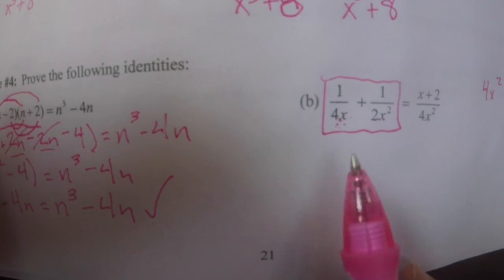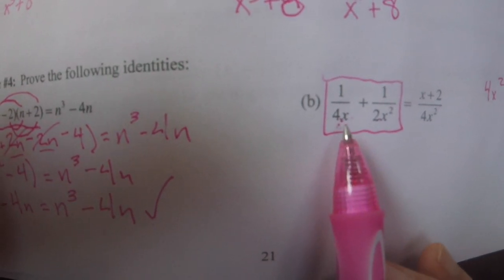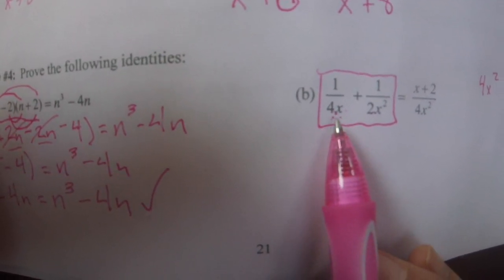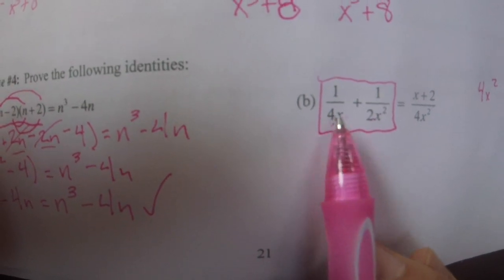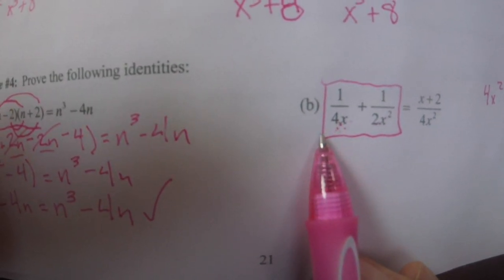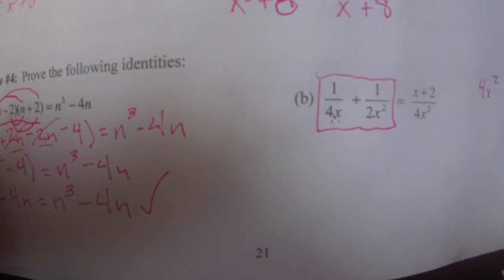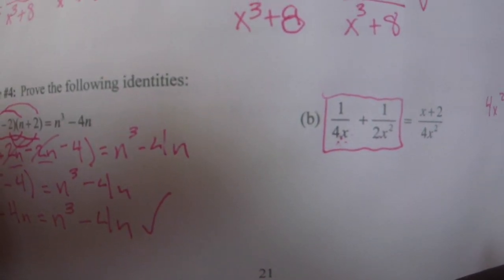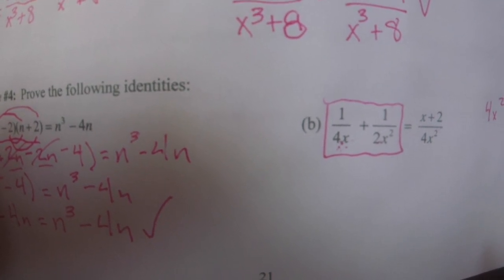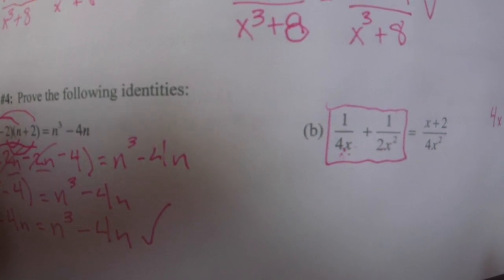So take a second and think. Shut up! Take a second and think. What can I multiply this fraction by to get the denominator to be 4x squared? Dogs. Hey! Quiet. Enough.